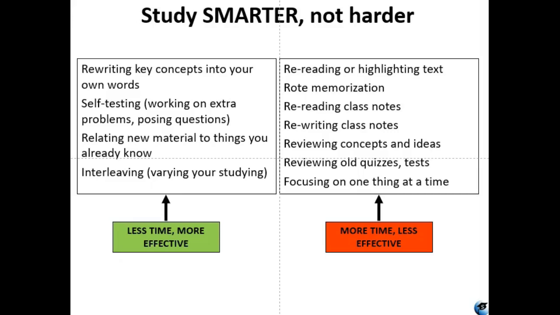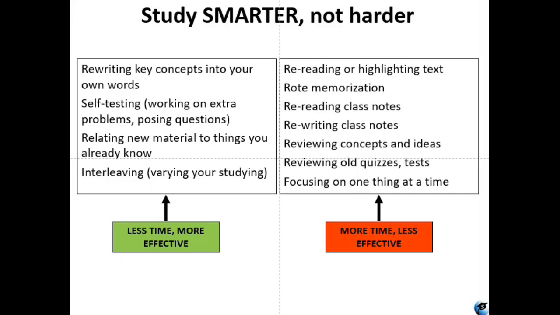And the interleaving aspect has to do with varying your studying. So this is switching between topics or using different resources to study, those kinds of things. It is not a good idea to spend a 3-4 hour long block reading the textbook, because about every 20-30 minutes or so, if you're not taking a break or switching lanes and looking at things in a different way, your brain's just kind of going into sleep mode and you're not going to recall that information.